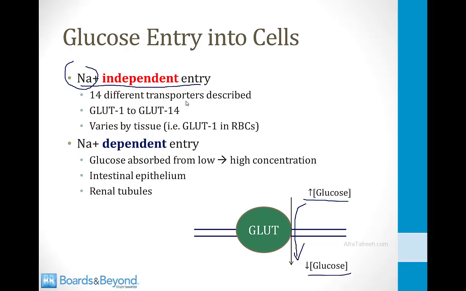14 different transporters like this have been described, and they're all named GLUT1 to GLUT14 depending on where they are found. And it varies by tissue. So for example, GLUT1 is found in red blood cells, GLUT14 is found in other cells.